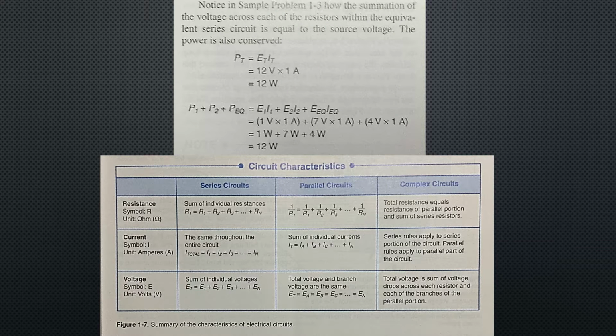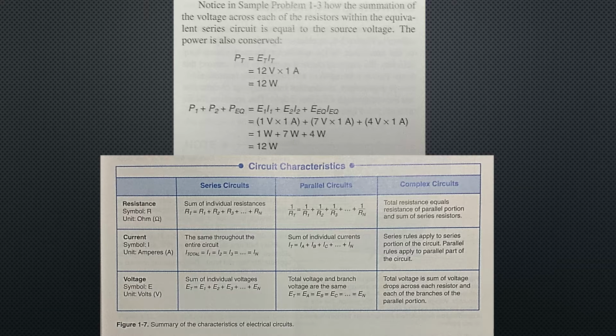Notice in sample problem 1-3 how the summation of the voltage across each of the resistors within the equivalent series circuit is equal to the source voltage. The power is also conserved, where power total equals EMF total times current total. In this case, 12 volts times 1 amp, which equals 12 watts.